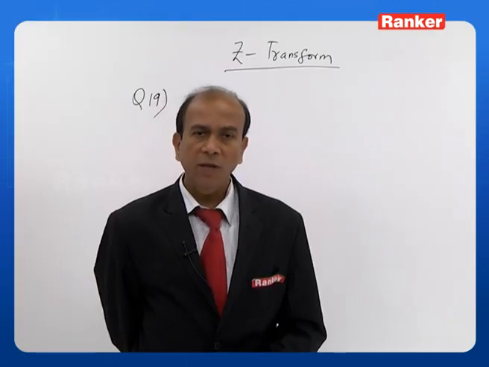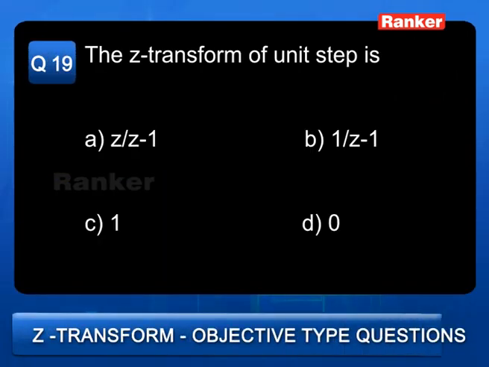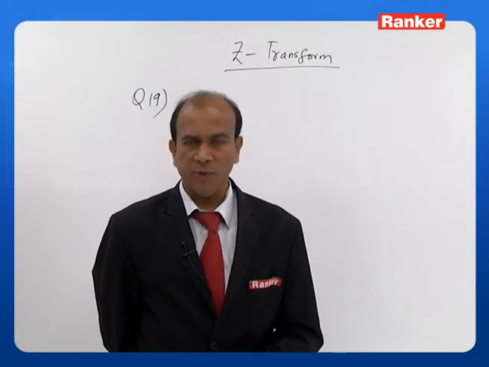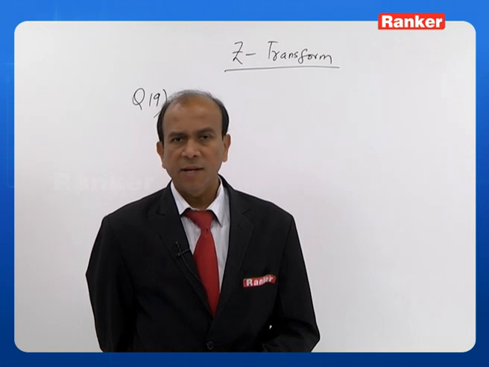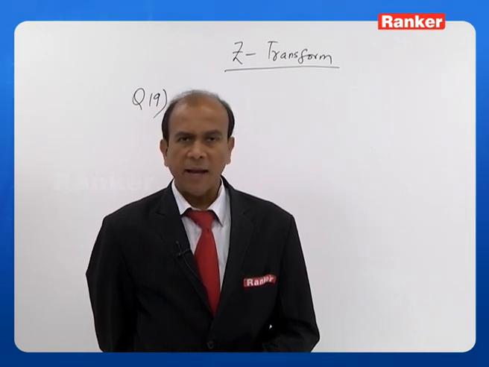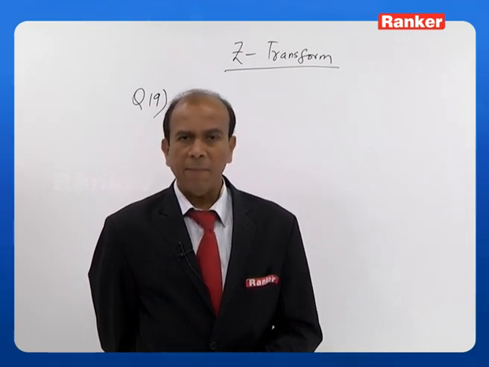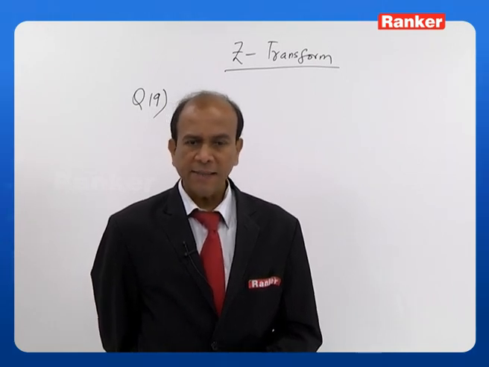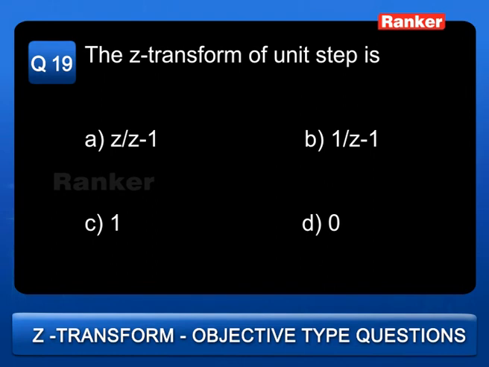Now, let us see the 19th question. The Z transform of a unit step function is: a, z by z minus 1; b, 1 by z minus 1; c, 1; and d, 0. As you are aware, we have done a lot of problems on this type of questions. So, answering this question will be really simple, and the answer is A, that is z by z minus 1. The Z transform of unit step function is given by z by z minus 1. So, the answer is A.